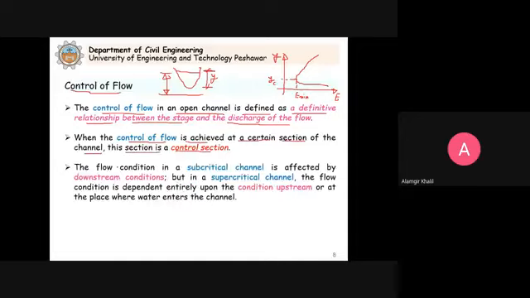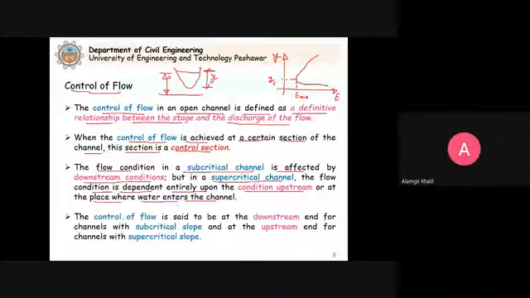We already discussed this. The flow condition in a subcritical channel is affected by downstream conditions, but in a supercritical channel, the flow condition is dependent entirely upon the condition upstream, or at the place where the water enters the channel. So what we can say is that the control of flow is said to be at the downstream end for channels with subcritical slope and at the upstream end for channels with supercritical slope.